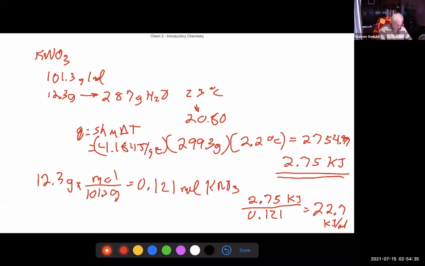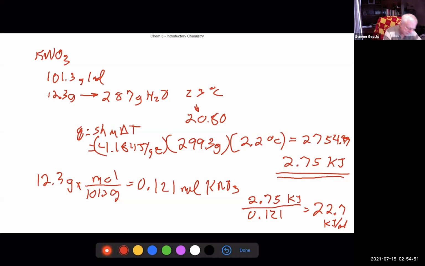And there's a couple more here. It says when 0.54 grams of sodium metal is added to an excess of hydrochloric acid, 56.10 joules of heat are produced. What is the enthalpy of the reaction?